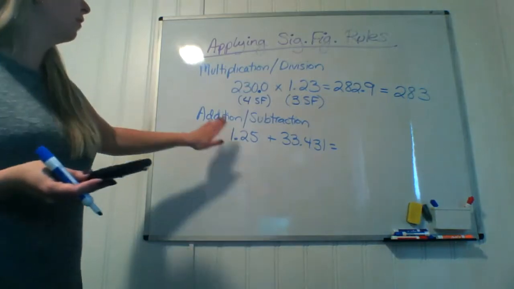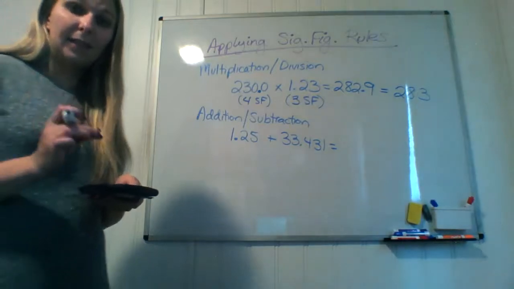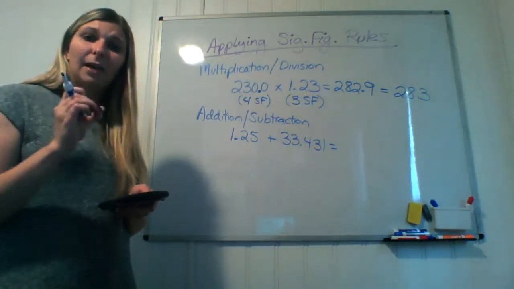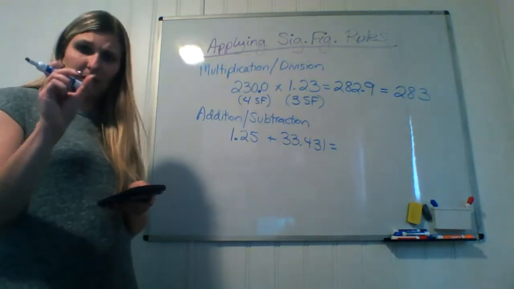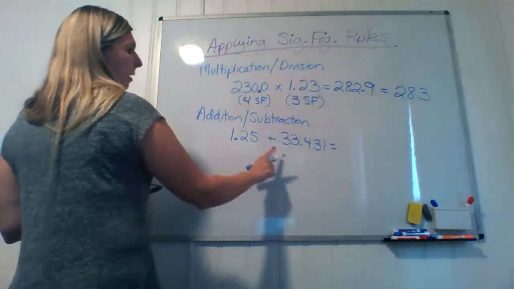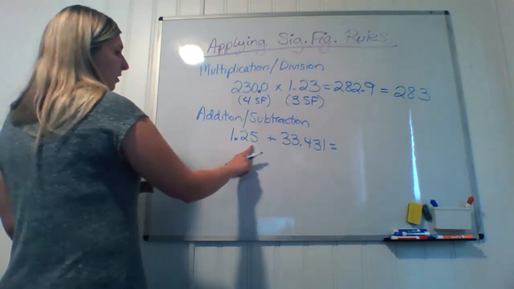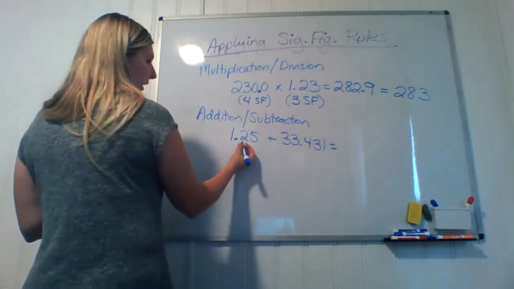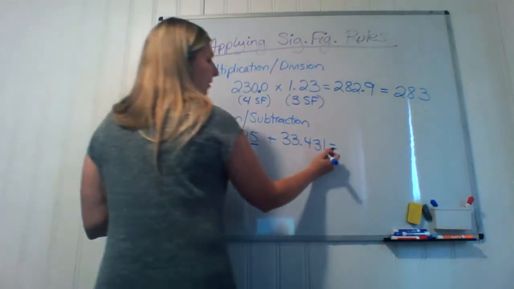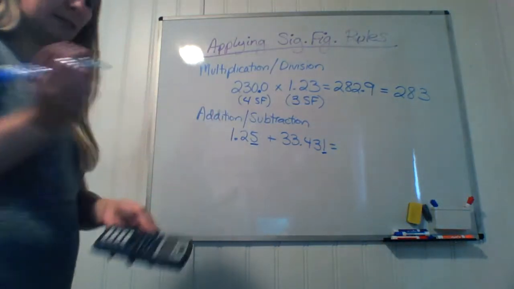Okay. So now for addition and subtraction, we have a slightly different rule. It looks at the decimal places. So your final answer must be rounded to the least decimal place. Okay, so what that means is we're going to look at these numbers and we're going to see how many decimal places it goes to. This one goes to the hundredths place. Okay, so remember tens, hundredths. So this is the hundredths place and this is the thousandths place. Okay, so we want the least number of decimal places.